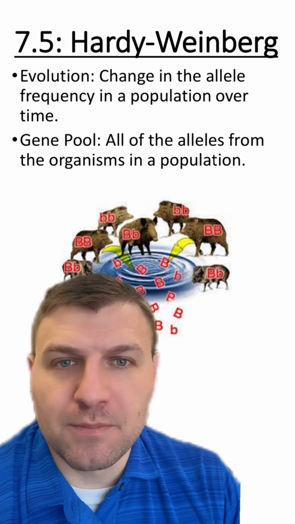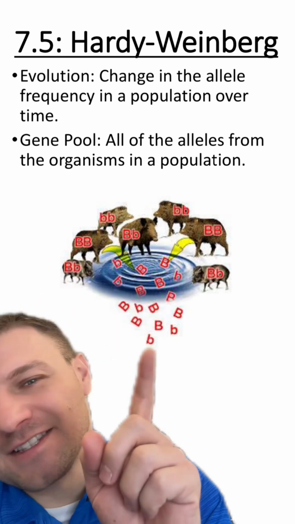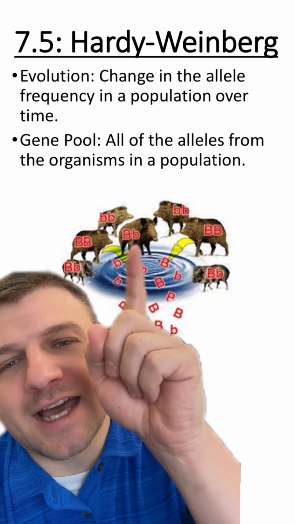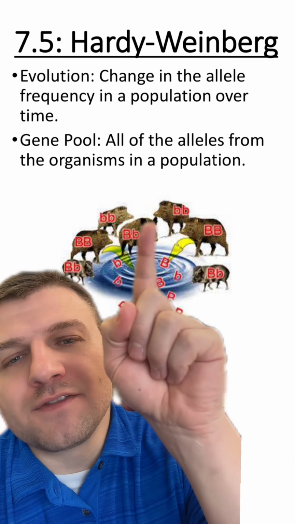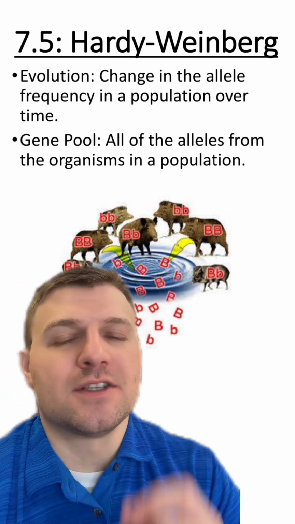When we talk about a gene pool, we're talking about all of the alleles from all of the organisms in a population. And this is typically the image you're going to see for gene pool. You can see each one of these organisms has a genotype. Again, these genotypes are made of two alleles. All of the alleles of all of the organisms in a population is known as a gene pool.